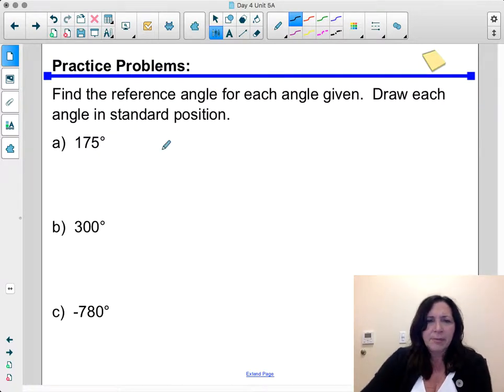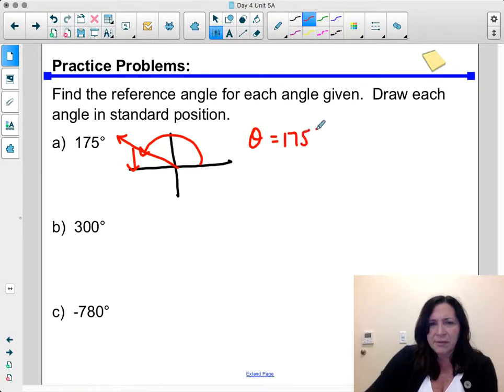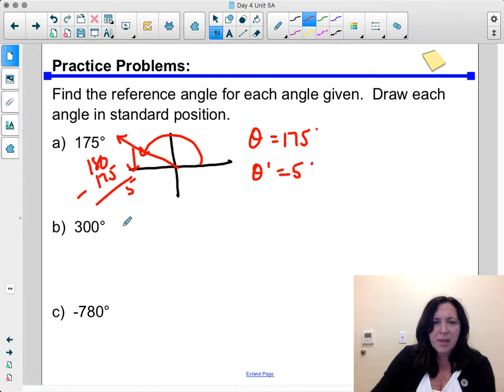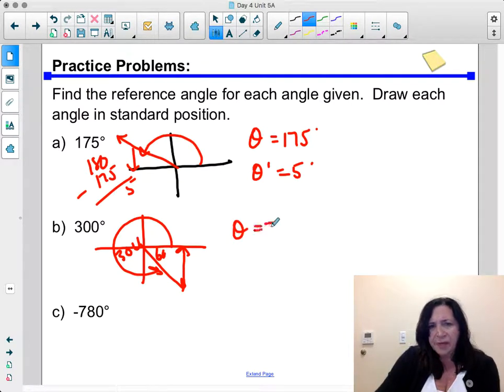Here's some practice problems. Draw each graph in standard form. So if I draw this in standard form, from here to here is 175 degrees, okay? How far does it take me to get back? So if theta is 175 degrees, then my reference angle is 5. This is just 180 minus 175, which is 5. For this one, we're going to start again at 0, all the way around to 300 degrees. That's 300. How do I get back up here? Well, that's going to be 60. So if theta is 300, then my reference angle is 60.